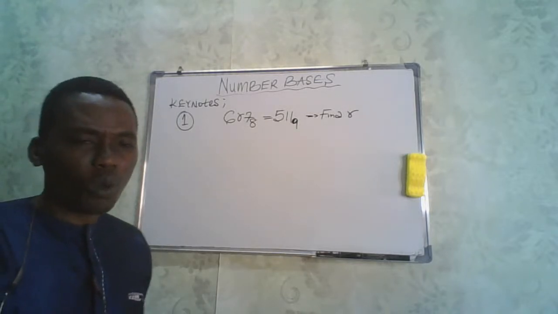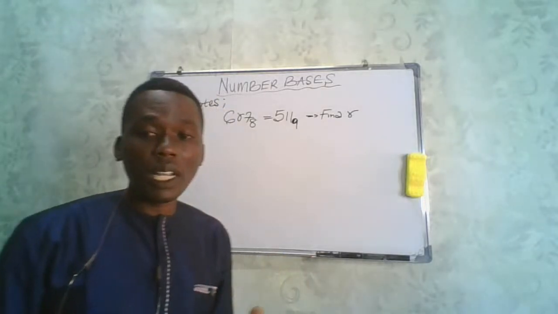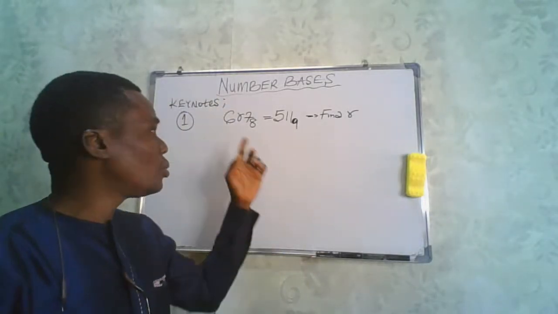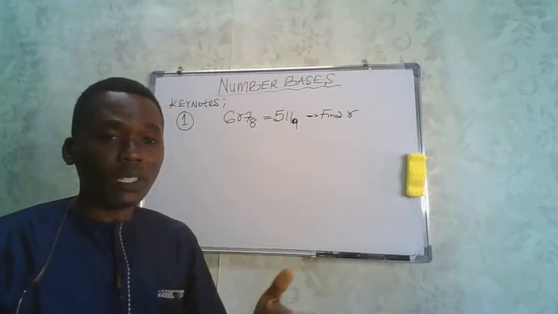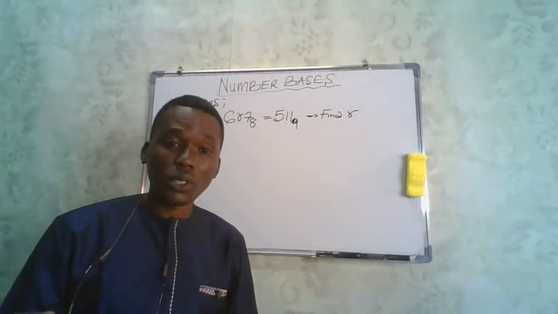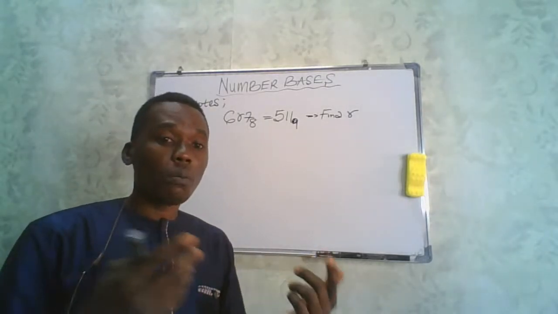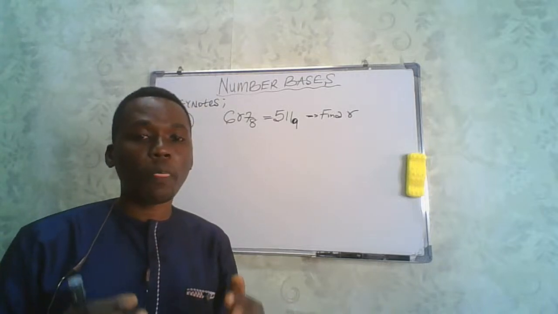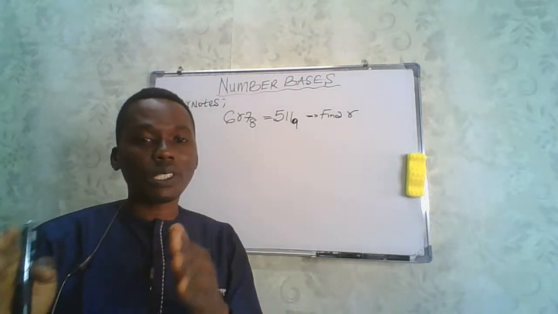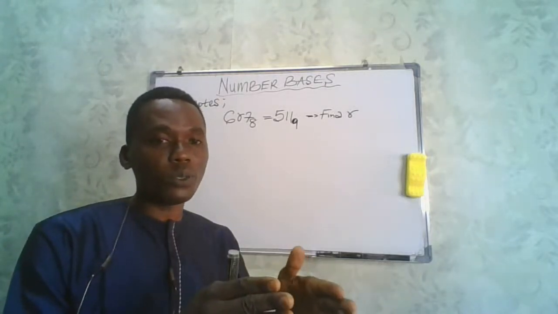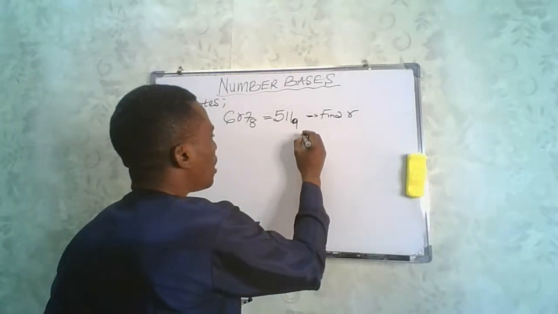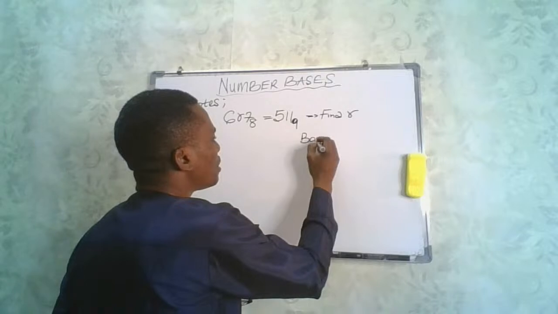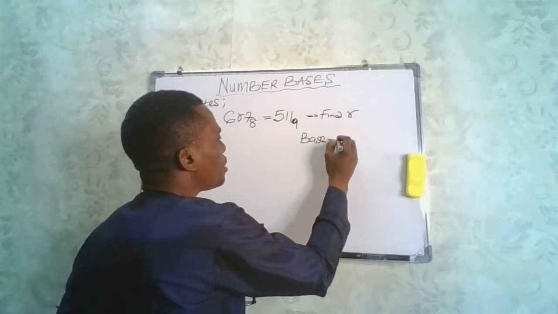Now, how do you solve this question? When you're dealing with a question that has to do with different bases like this, and you want to carry out some basic operation that requires addition, subtraction, multiplication, and division, we always advise that you send all these values or all these bases to a common base. And what is the common base? The common base will be base what?